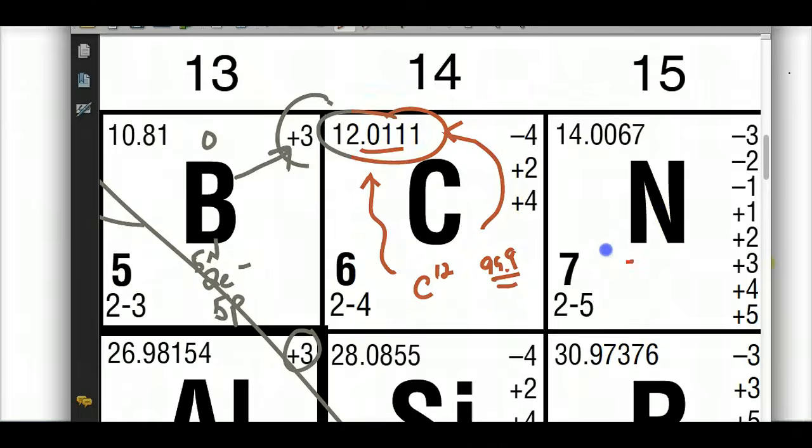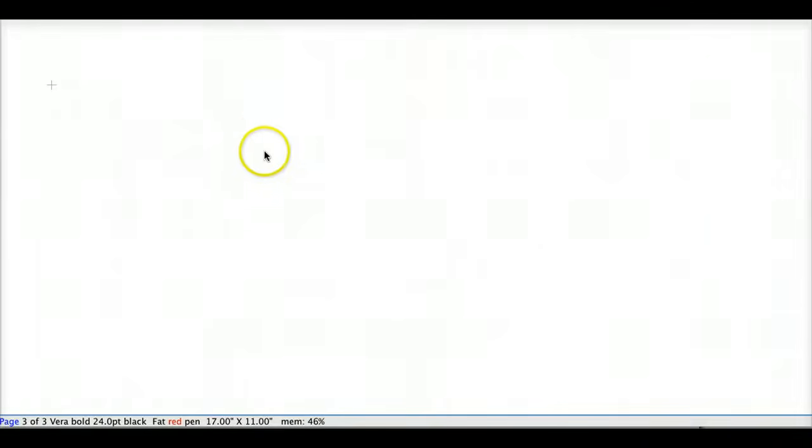Nitrogen 14 occurs again, the most abundant isotope most of the time. That's why that number is closest. So anytime they ask for the most abundant isotope, look for the number it averages into. What's the most abundant isotope of boron? 11. Now, how do they come up with this average? Do something called a weighted average problem. We'll do that next.